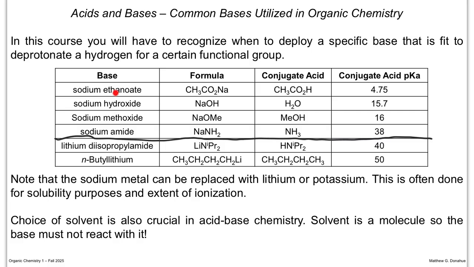So you see these bases, the first couple here. So sodium ethanoate, that's the conjugate base of a carboxylic acid. So now you see the acid form, and I've taken that and related it to the pKa table. So we use those acids to form bases.